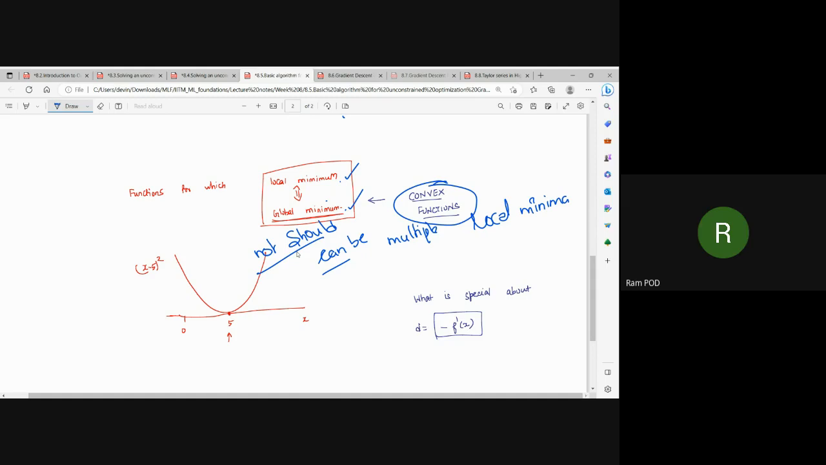Sorry, that is why I'm not able to visualize how there can be multiple local minima and yet each of them is a global minima. There will be a lot of turns in this function. Okay, let's say like you have this.